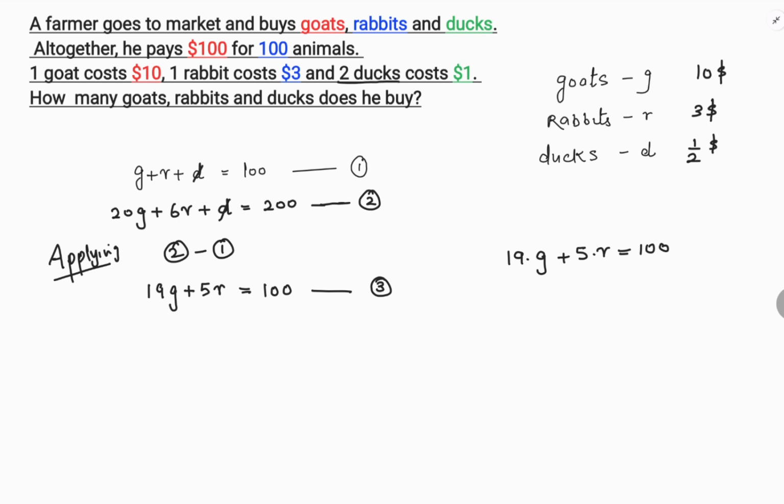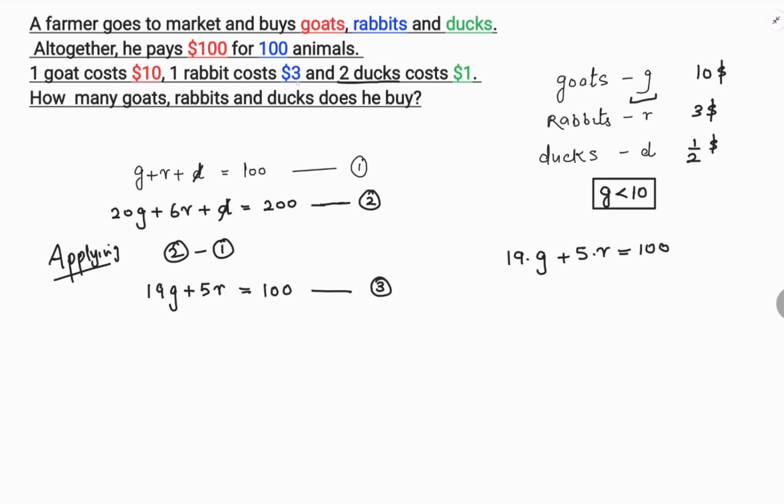Okay, so what will happen then? Because G is number of goats, G is always less than 10, right? Because he has only $100, so if you put G is equal to 10, 10 times 10, 100, but he bought rabbits as well, he bought ducks as well, right? So G is less than 10, right? Okay, and then in 19G plus 5 times R, how many maximum rabbits he can get? Because one rabbit cost $3, right? And he has only $100.